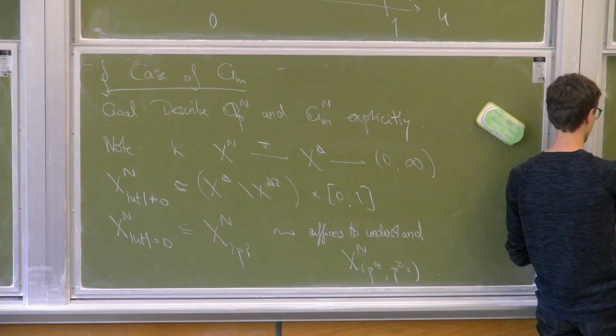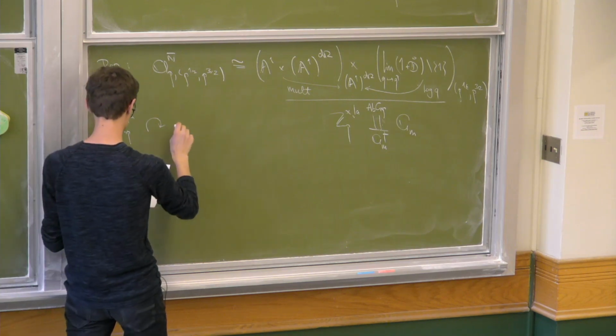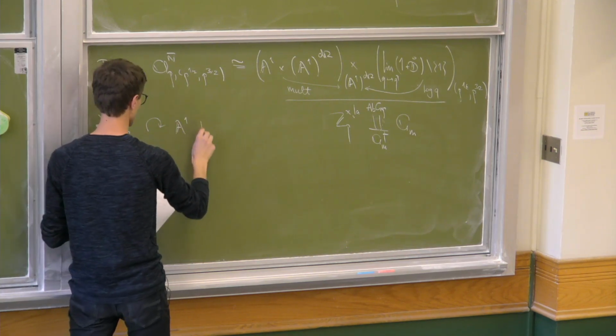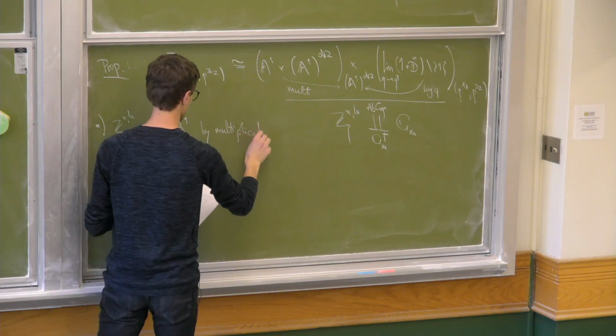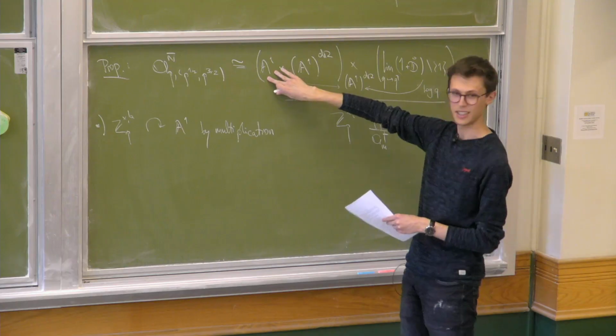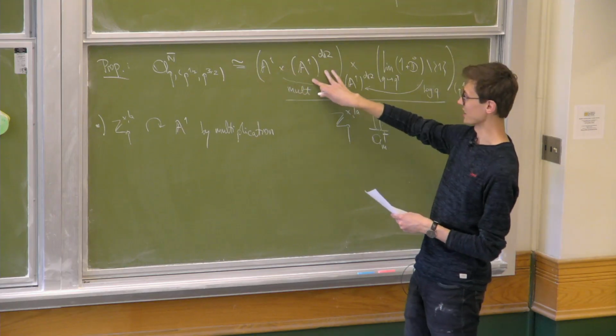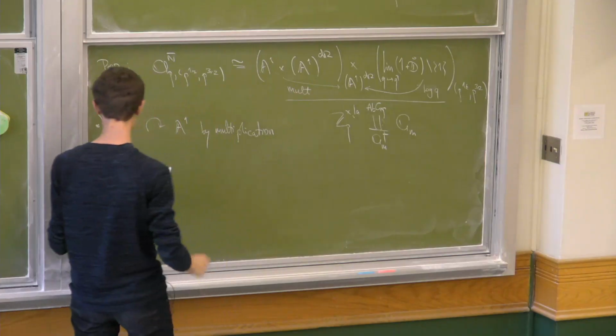And the action is the following. ZP cross LA acts on A1 by multiplication, by which I mean it acts on this A1. It does not act on this A1 de Rham. So the action on this one is trivial.